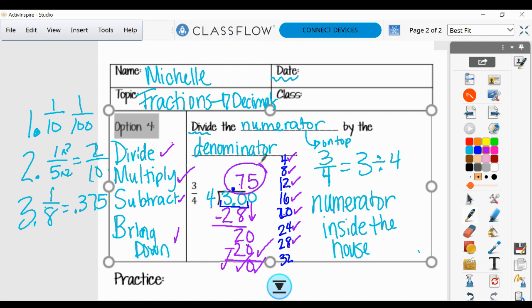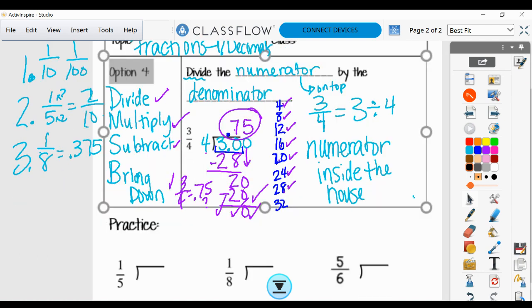You are all done. And oh my gosh, did we say 3/4 is equal to 0.75? We already knew that because how many quarters in a dollar? 4. And 3/4 is 75 cents.